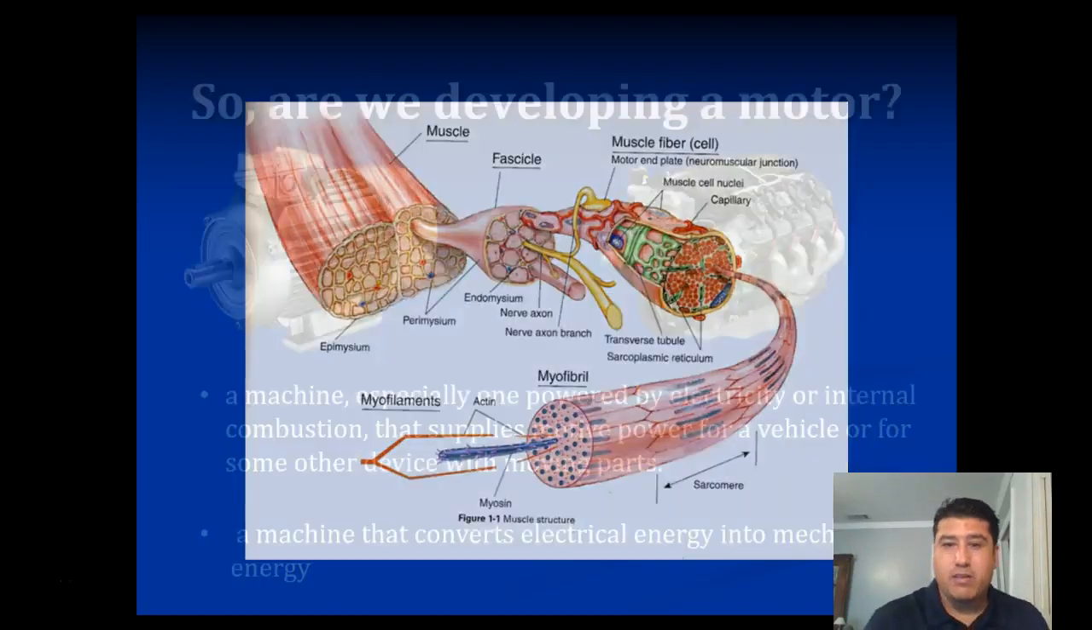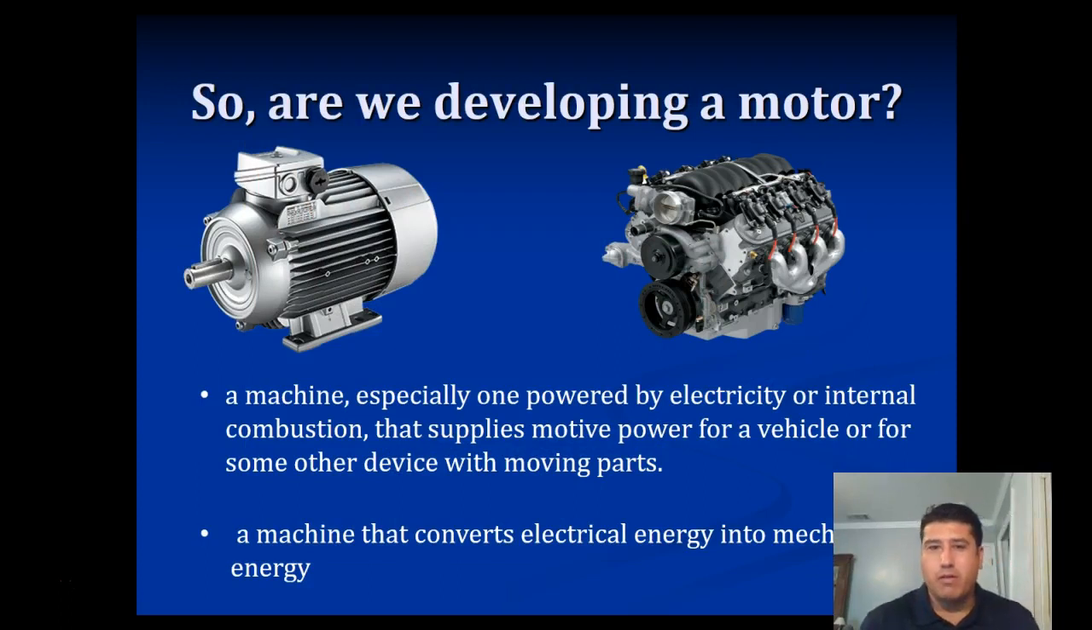So the nervous system is important. So that's why this course is called motor development. So going back to the question, are we developing a motor? And I know that now you probably know, well, not really. But if you really look at it, let's look at the definition of a motor. It's a machine, especially one powered by electricity or internal combustion, that supplies motive power for a vehicle or for some other device with moving parts.